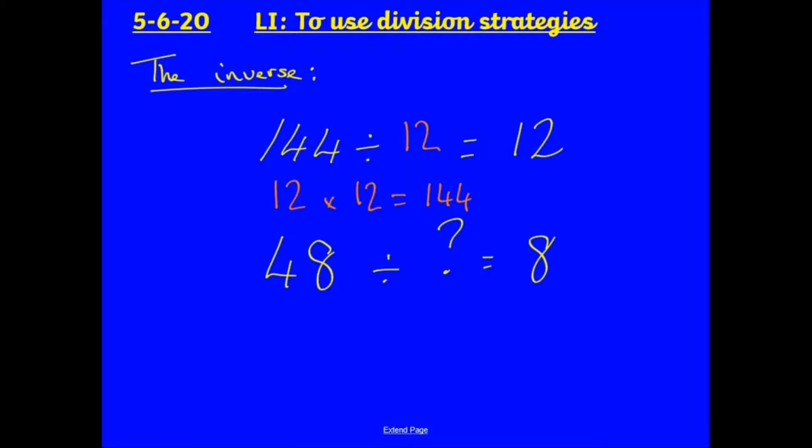It's using the inverse. I'm using multiplication to help me with division. I can use division to help me with multiplication. So 48 divided by something is equal to 8. If I look at this the other way, 8 times something is equal to 48. 8 times what is 48? Well, that is 6. So therefore, 48 divided by 6 is equal to 8. And that is using what we call the inverse.